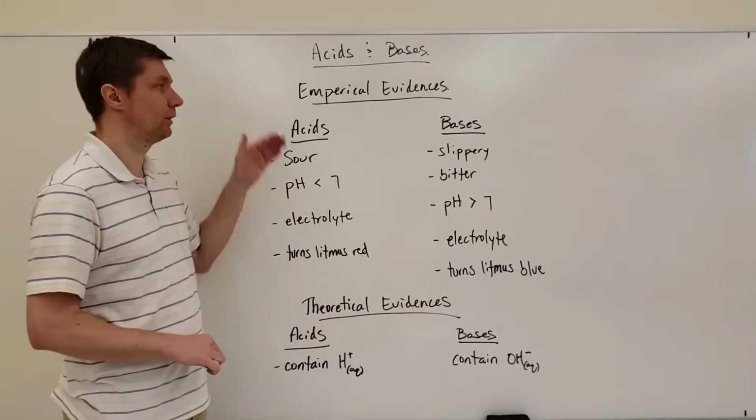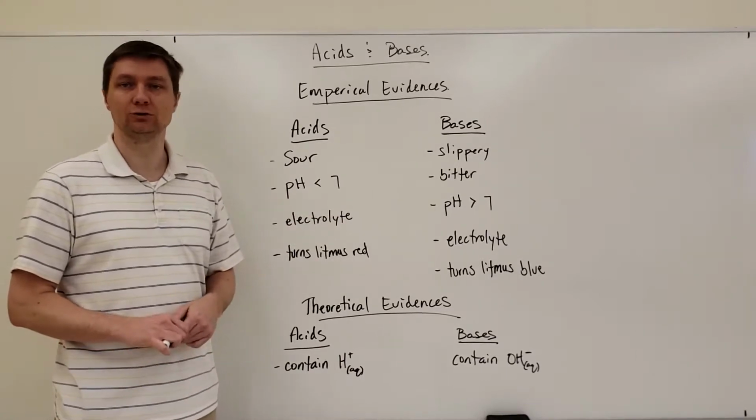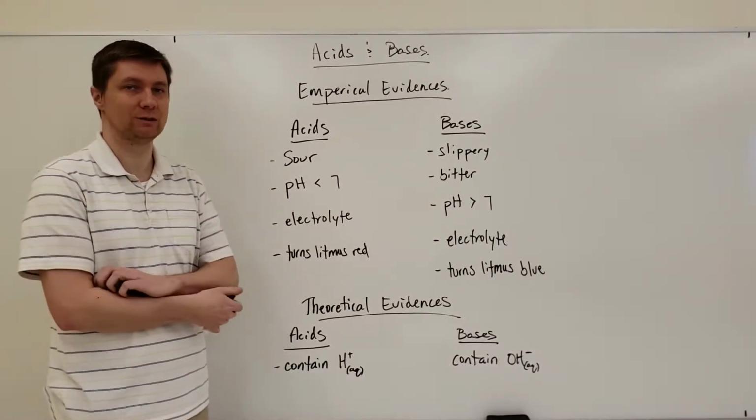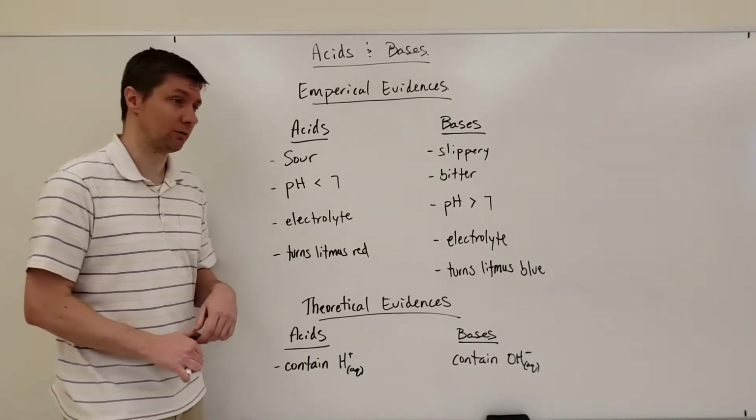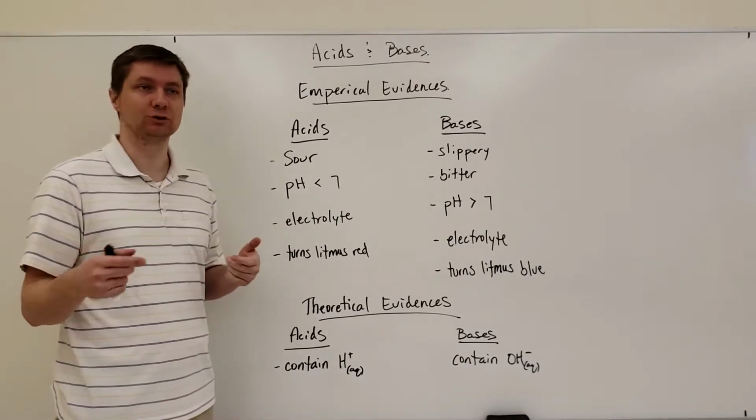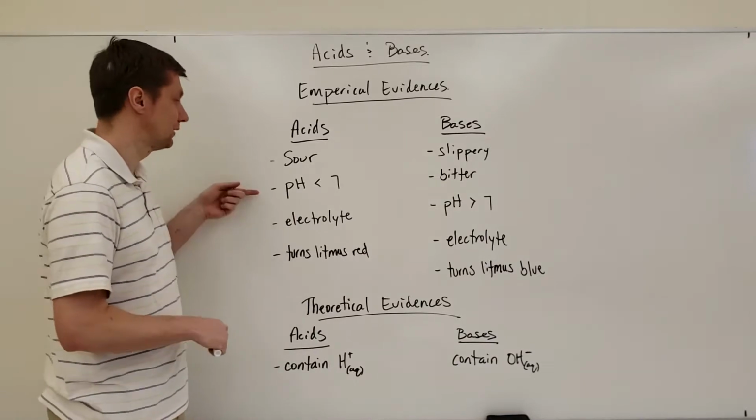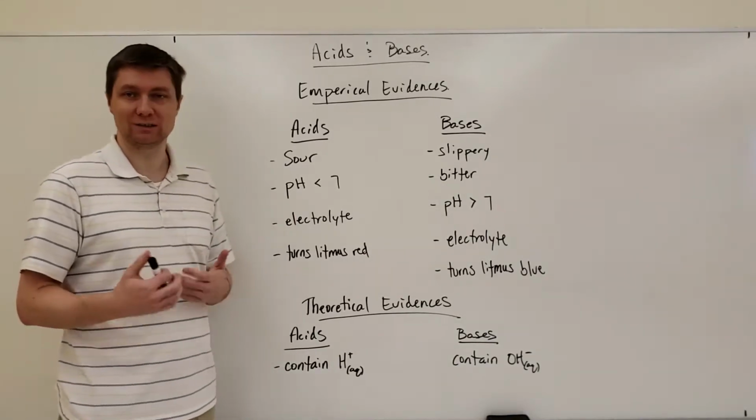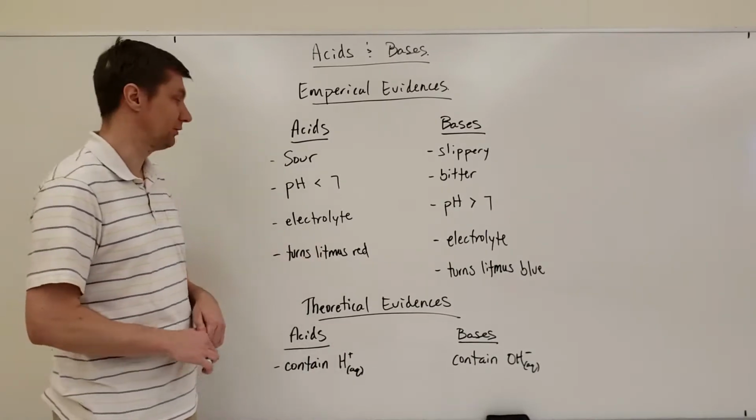So if we take a look at empirical evidences, these are a lot of evidences that we went through in junior high science when we talked about acids and bases in grade 9. So some of this might be a little bit of a review, but acids taste sour, so things like lemon juice have that sour taste. That's a property of acids. We know that its pH is less than 7. This is something that we can measure, and so it's an empirical evidence.